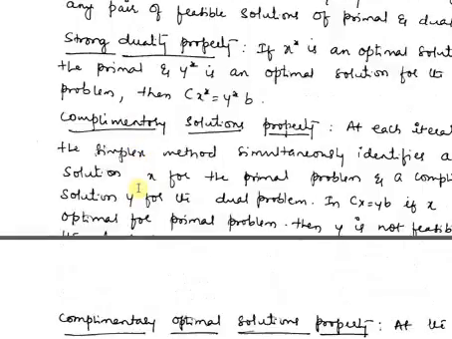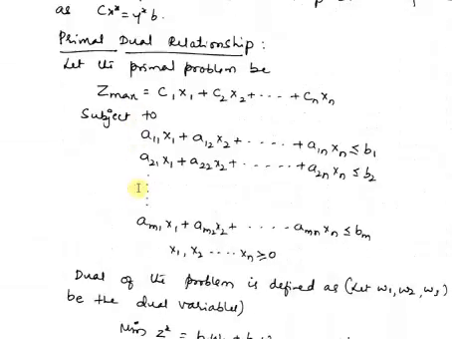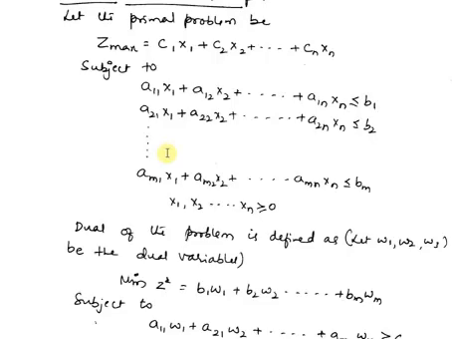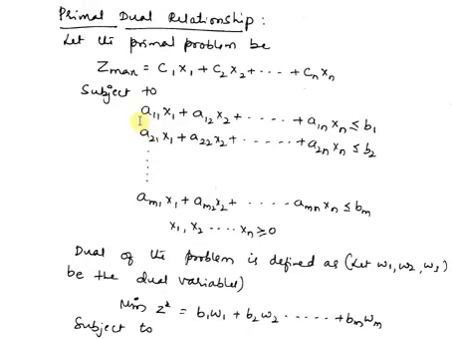I'll explain this with an example here. This is just an illustration for defining the relationship between the primal and dual problems. The primal problem will always be a maximization problem, and the dual problem will always be a minimization problem.